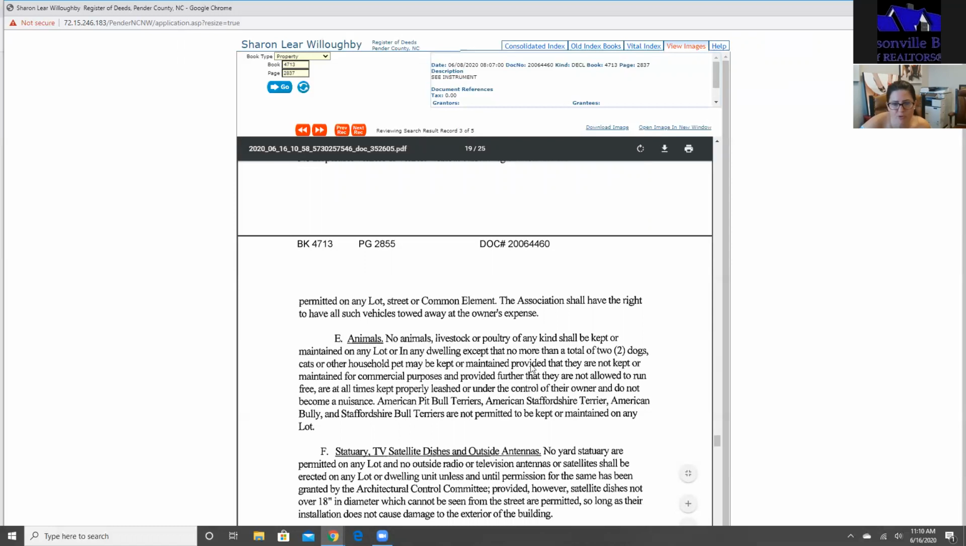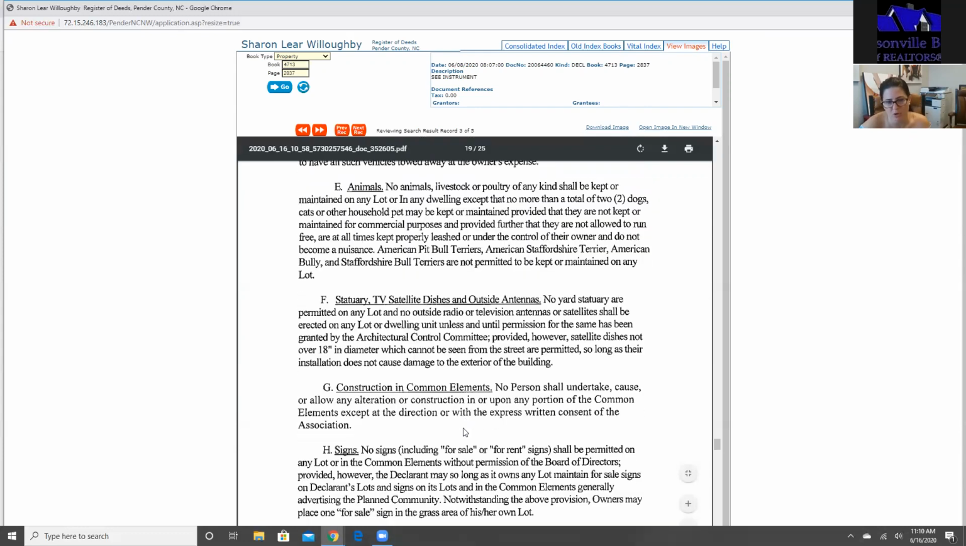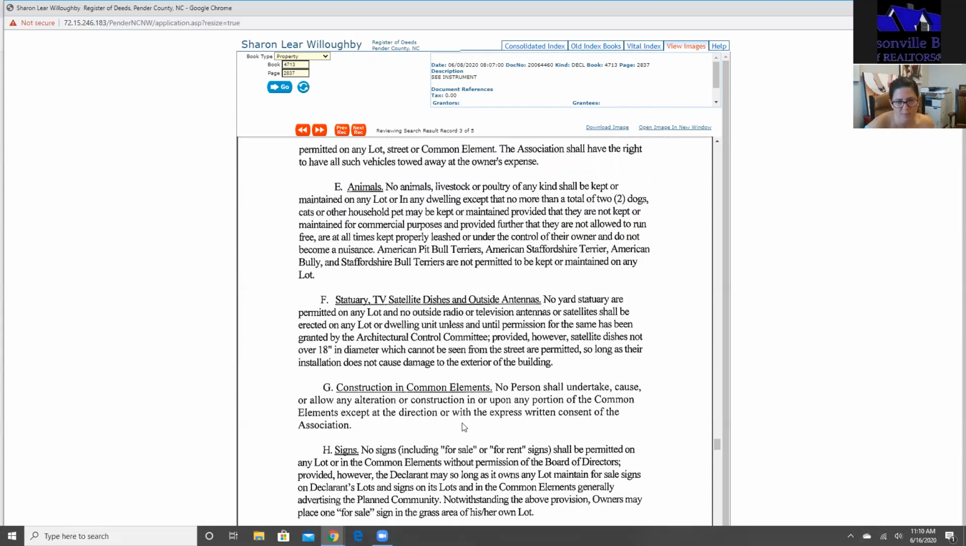Again, we have breed restrictions down here, but we also have no more than a total of 2 dogs, cats, or other household pets. So if you're showing someone around that has 3 dogs, this might not be the neighborhood for them. That is pretty restrictive right there. And then we also have Pit Bull Terriers, Staffordshire Terriers, American Bullies, all of that. Those are the restricted breeds in this neighborhood. So if you know your people have that, you also want to talk to them about that.